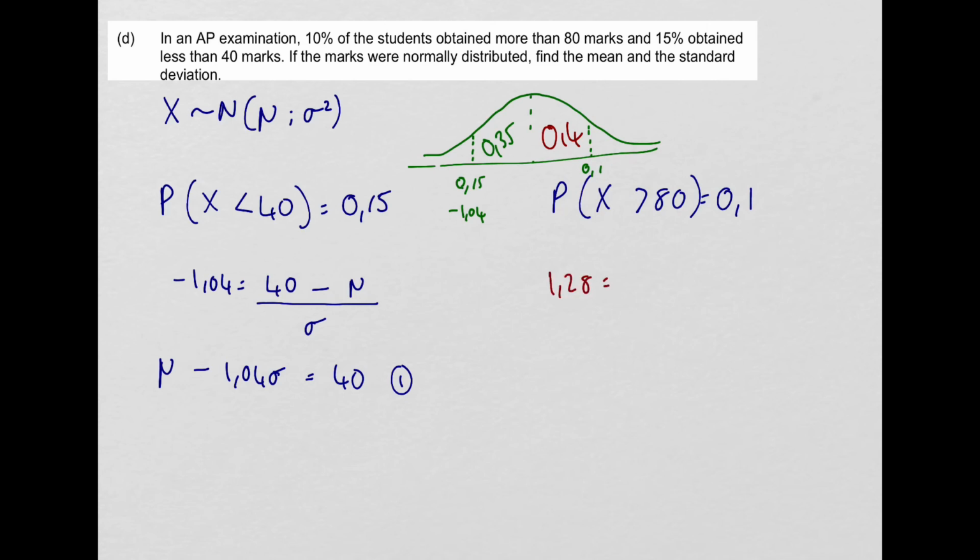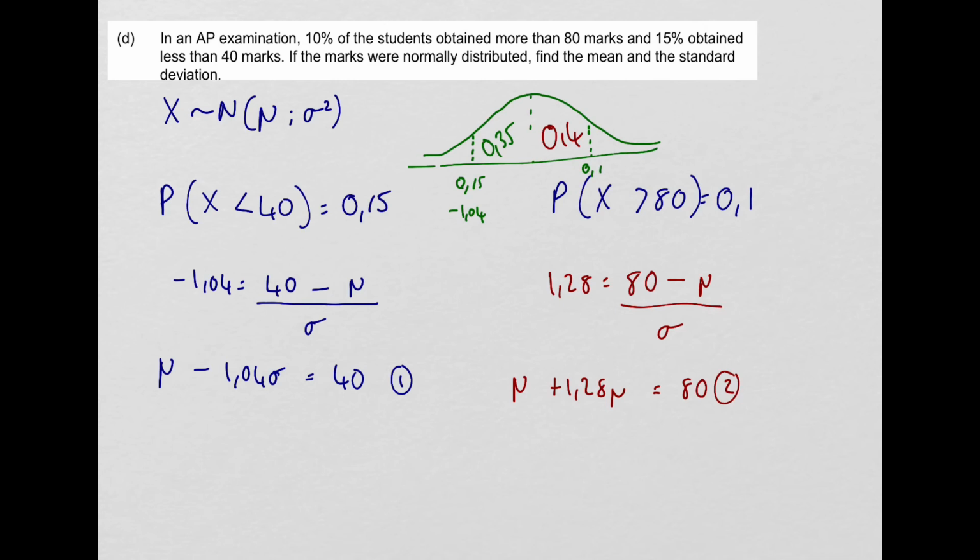1,28 is equal to 80 minus the mean, which you don't know, over the standard deviation. All right, and again, multiply this through in the same way. So I'm going to take the mean over and add that to 1,28 sigma. The mean is equal to 80. Okay, and there's equation 2. And now we can just solve simultaneously.